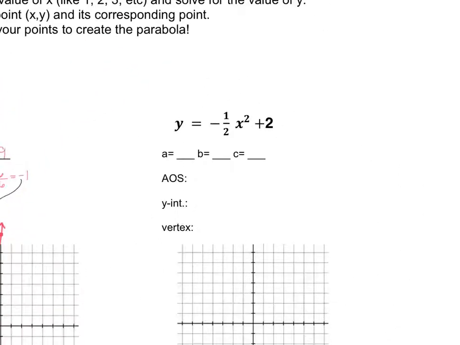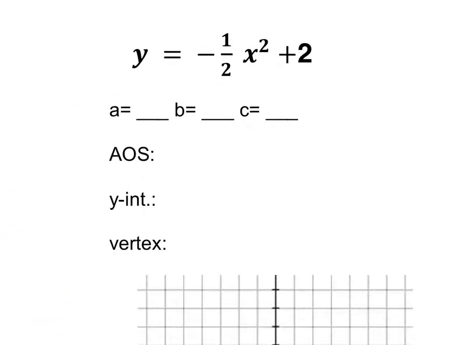All right. What is A? Okay. So what is B? 0. Uh-oh. B is attached to the linear term. Is there a linear term? Yes. What is it? It's 0. There is not a linear term, we cannot see it, so B is 0. It's like there's a plus 0x, and C is 2.